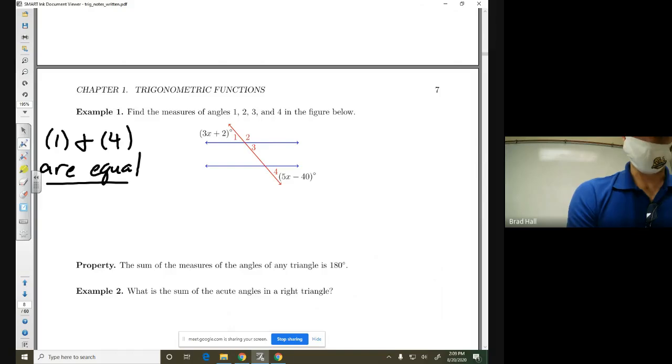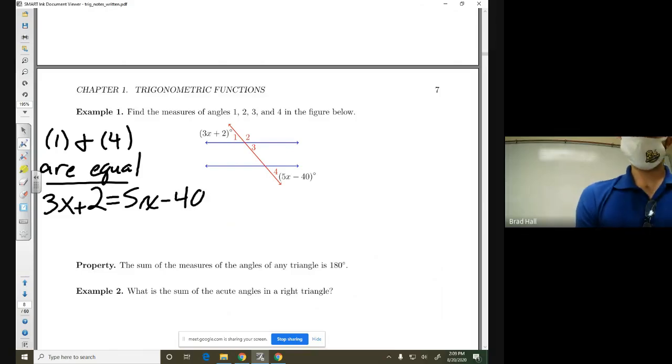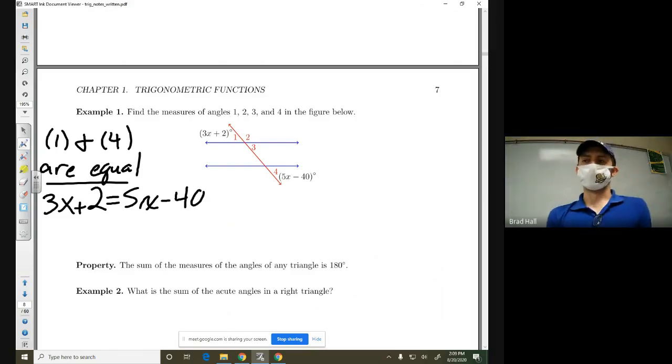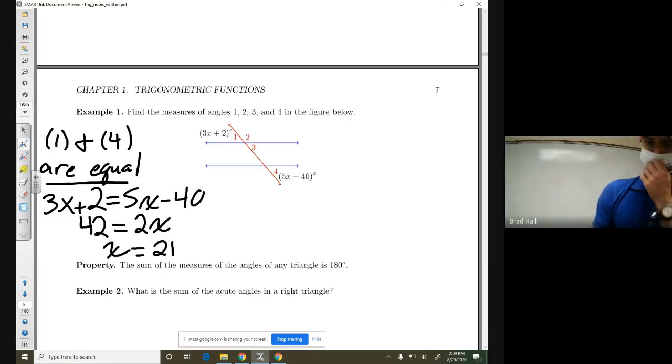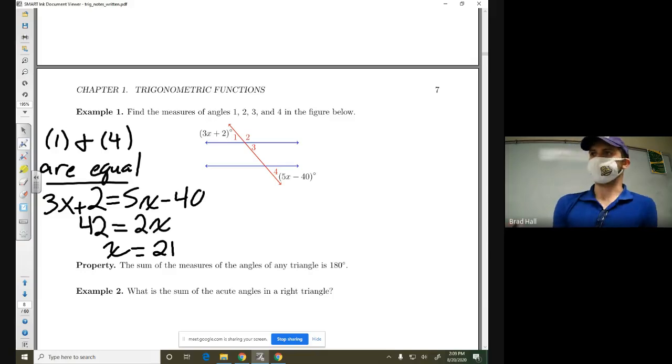And since they're equal, well, what's 1? 3x plus 2. What's 4? 5x minus 40. So since they're equal, we just set up an algebra problem. We can solve for x. I'm going to breeze past this. We combine some like terms together, and we get that x is 21.